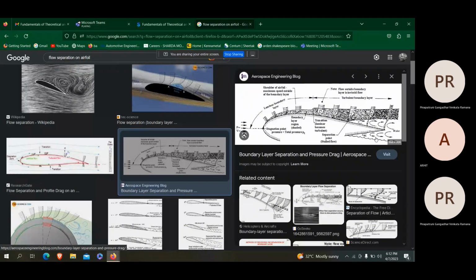Definition of boundary layer is that if we join the points, or find the locus of the points having 99% of the free stream velocity, and draw the line joining them, then you will get the boundary layer.